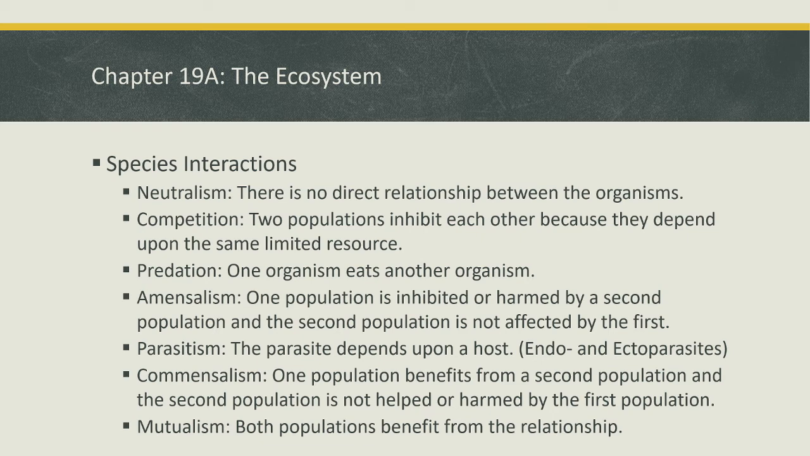As you can imagine, the gazelle is the loser in that, and the gazelle is harmed, and the lion benefits from that relationship. There's amensalism, where one population is inhibited or harmed by a second population, and the second population is not affected by the first. So an example of that would be, let's say you have a herd of elephants. Is it called a herd? A pride of elephants? I think it's a pride.